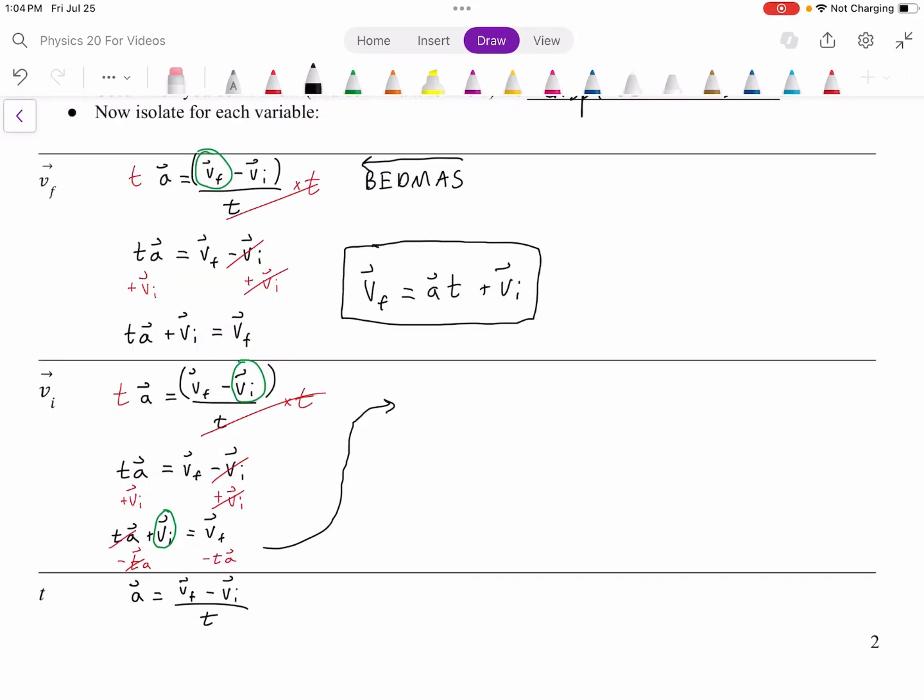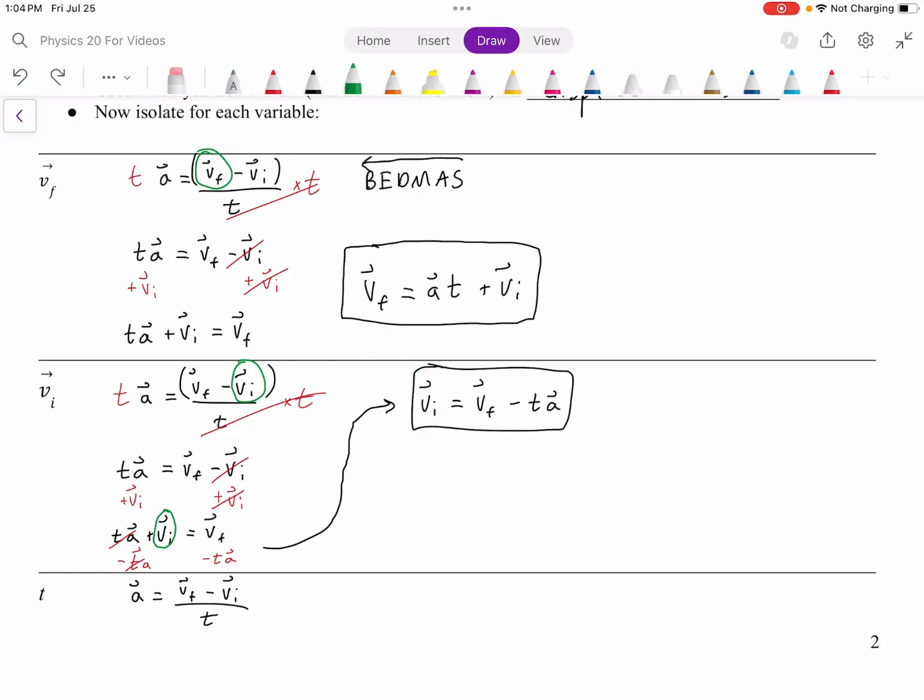And so just moving up here where I have a little more room, that's going to leave me with the initial velocity is equal to the final velocity minus time times acceleration. Or we could do acceleration times time, right? And there we go. Now we've done it. Initial velocity is by itself.